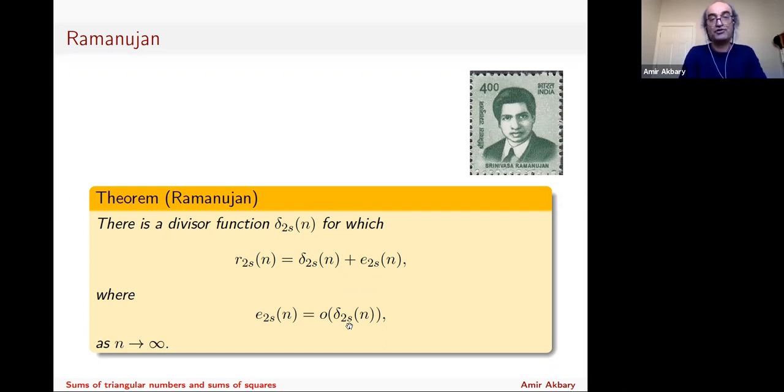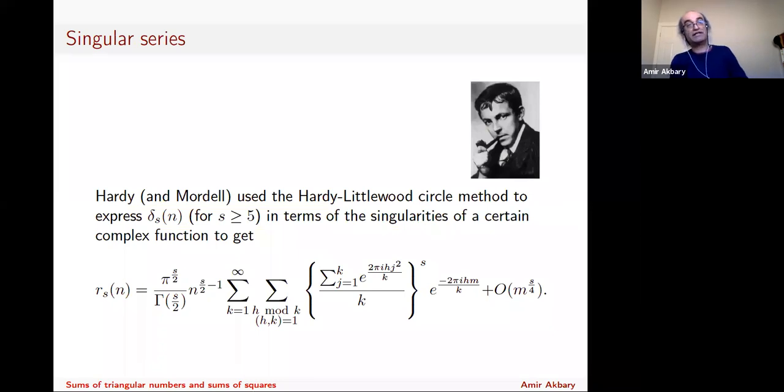Okay, so in general, in this problem, it is known that the RSN can be decomposed into two parts. There is a divisor part and there is an error part, and the dominant part is the divisor part. The next major development was done by Hardy and also independently by Mordell. They used the Hardy-Littlewood circle method, and for S bigger than or equal to some bound, they could find an exact expression for the delta part using the singularity of a certain complex function.